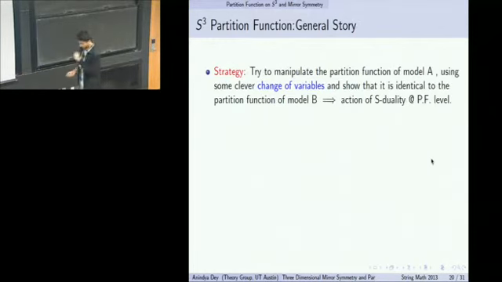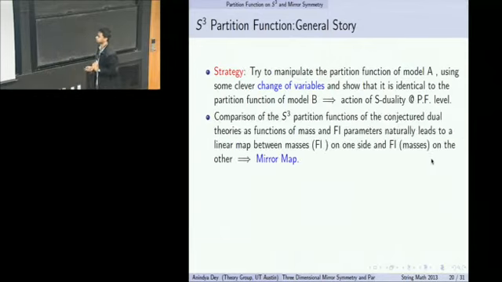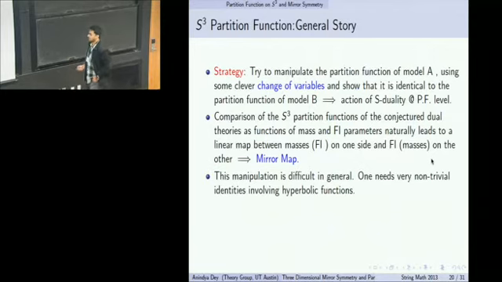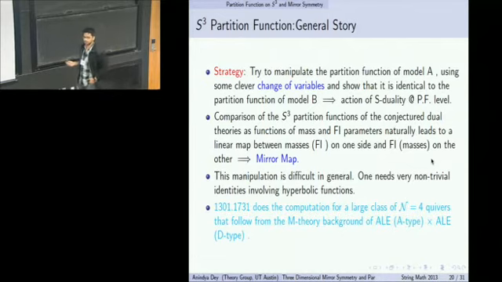So what should be the strategy? The strategy should be to try to manipulate the partition function of model A using some clever change of variables and show that it is identical to the partition function of model B, and in the process making the action of S-duality at the partition function level explicit. And then basically compare the two partition functions as functions of mass and Fi parameters, and that directly gives you the mirror map. Now, it turns out that this manipulation is also difficult in general, and one needs very non-trivial identities using hyperbolic functions to do that. Now, I'll show at least one of those identities.